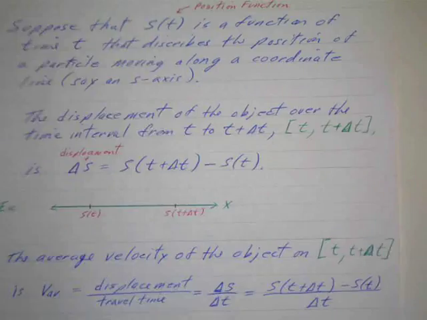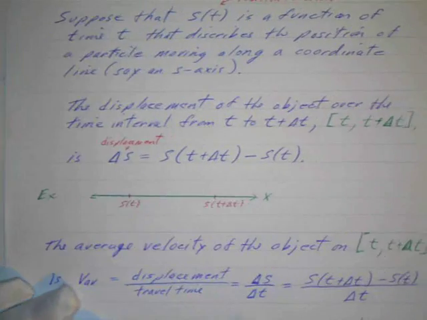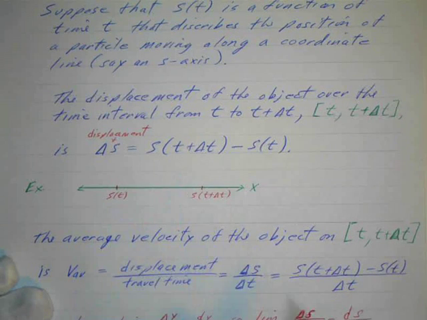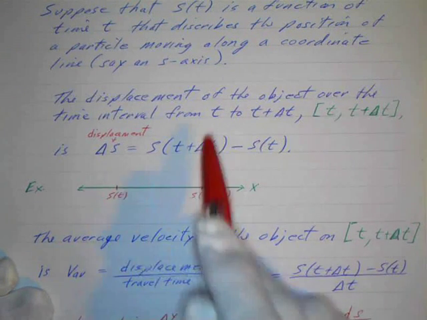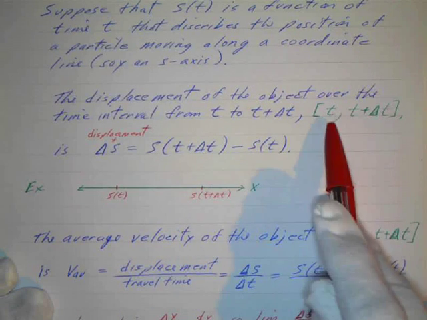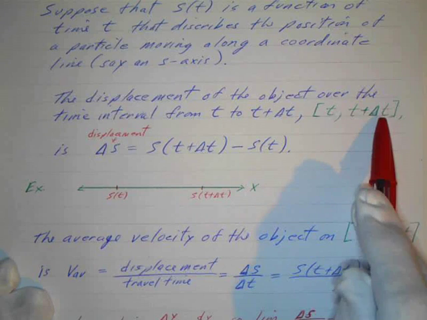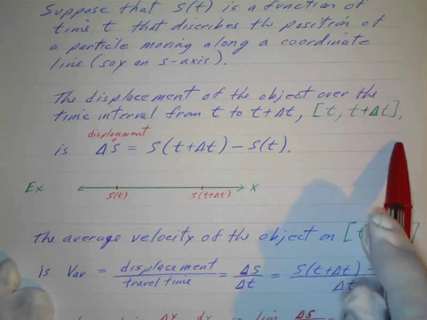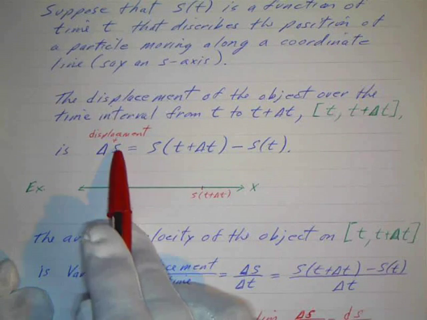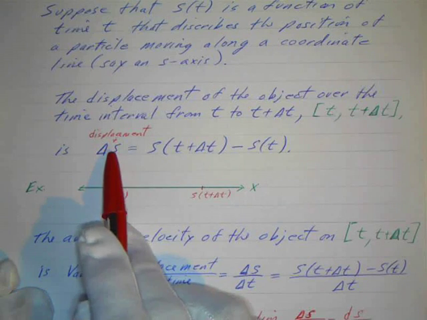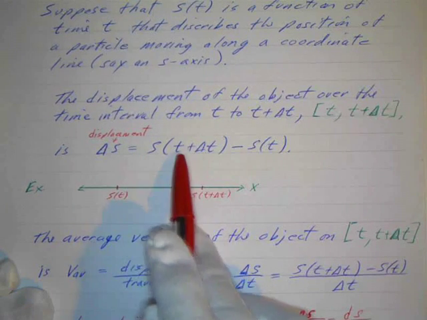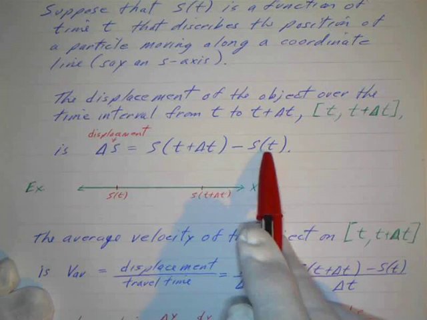So here are some definitions. The displacement of the object over the time interval from t to t plus delta t is called delta s, or the change in position. That's going to be my position at t plus delta t minus my position at t.